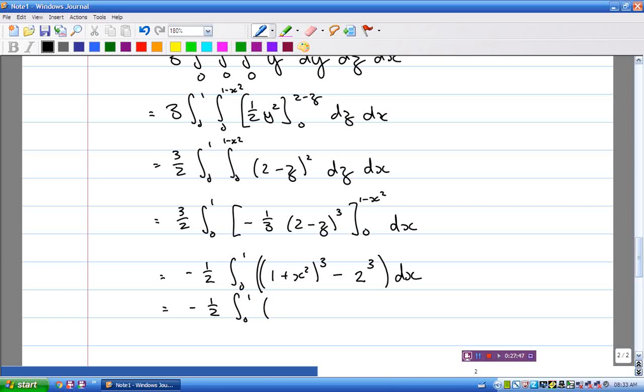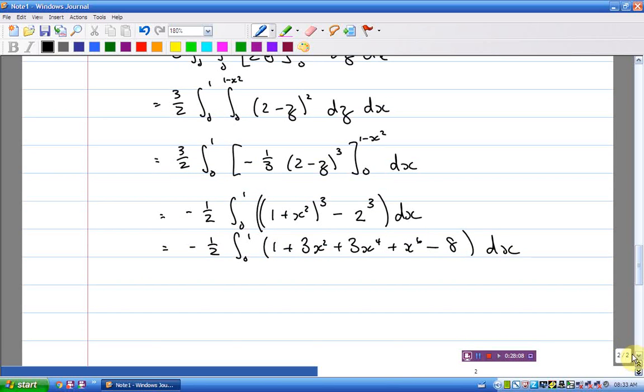Let's have a look. If I want to cube a binomial, that's 1 plus 3. So that's that one cubed and none of that. That's that one squared and one of those. That's so that one, and then it's x to the 6 minus 8. So there we go. Okay, cubing a binomial.